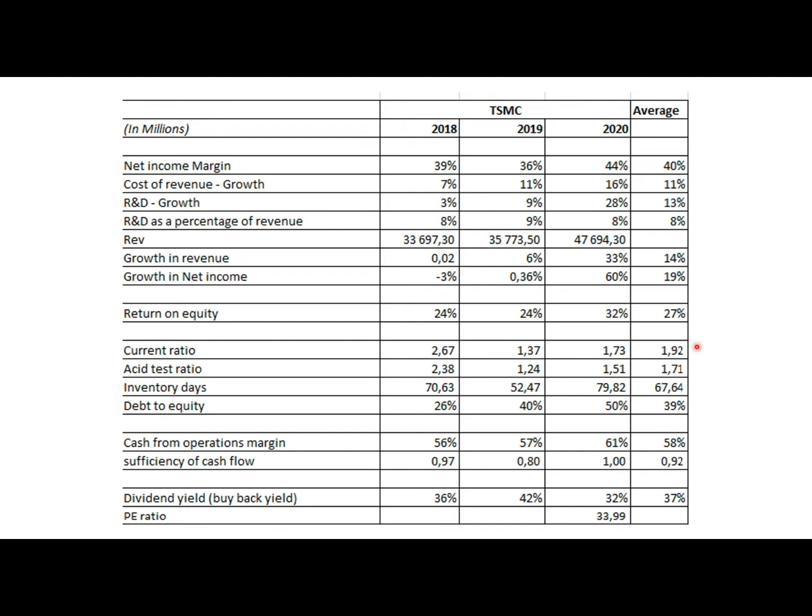The same with the asset test. Intel had an asset test ratio of about 1.29. Taiwan Semi has an average asset test ratio of about 1.71. So it significantly outperformed its nearest competitor. The asset test has depreciated slightly in 2019, but has rebounded significantly in 2020. So even though there has been a decline, it's understandable because it's been using cash to fund operations, fund growth, as well as protect its market share.